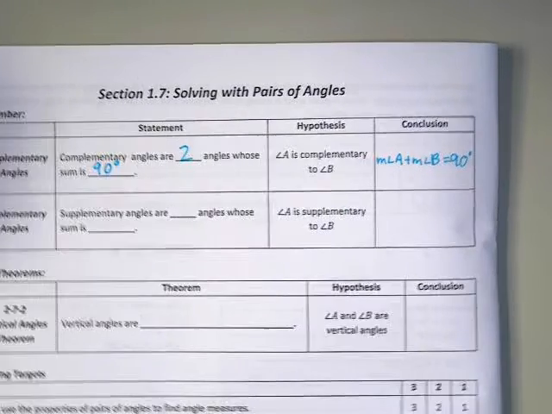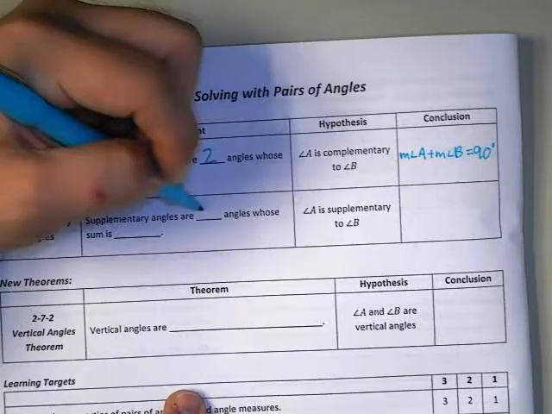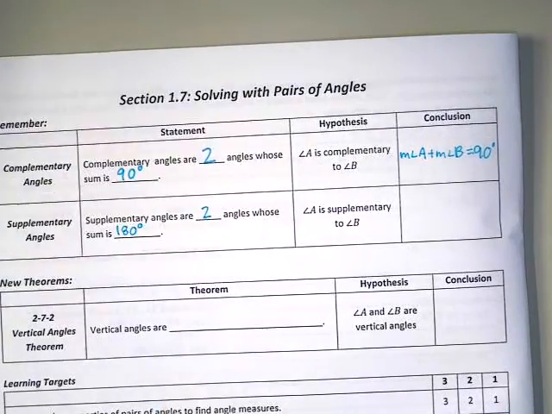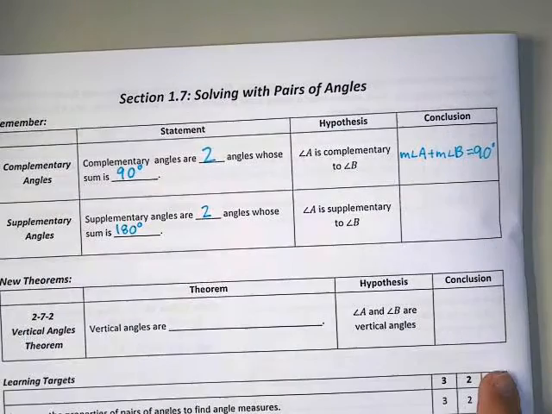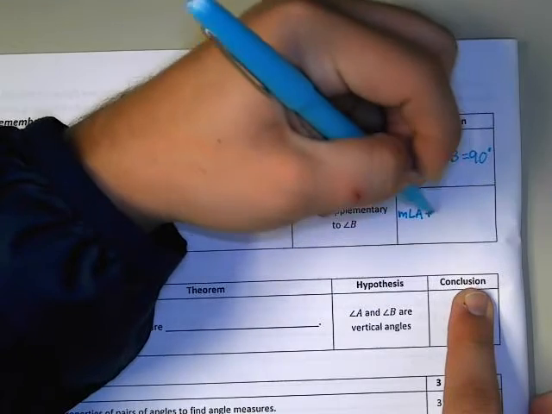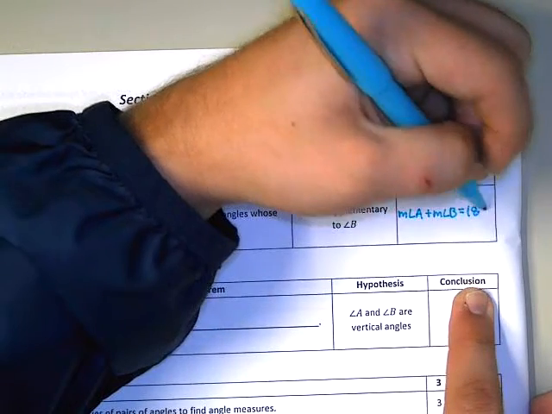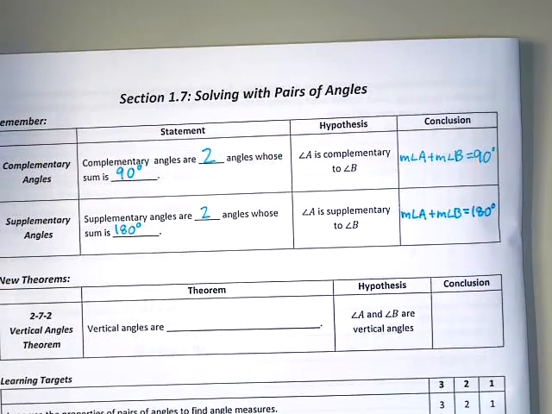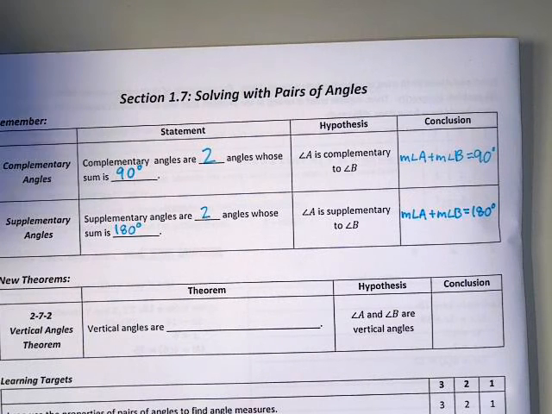Same type of deal going on with supplementary. We still have our two angles. We know that this, however, is 180 degrees. And so really the only difference is when I write this equation, I now have measure of angle A plus measure of angle B equals 180 degrees. So those are complementary, supplementary.